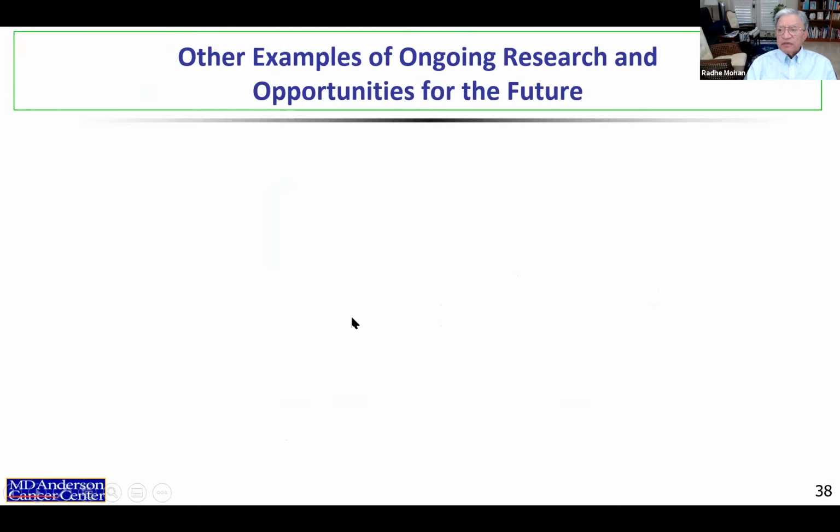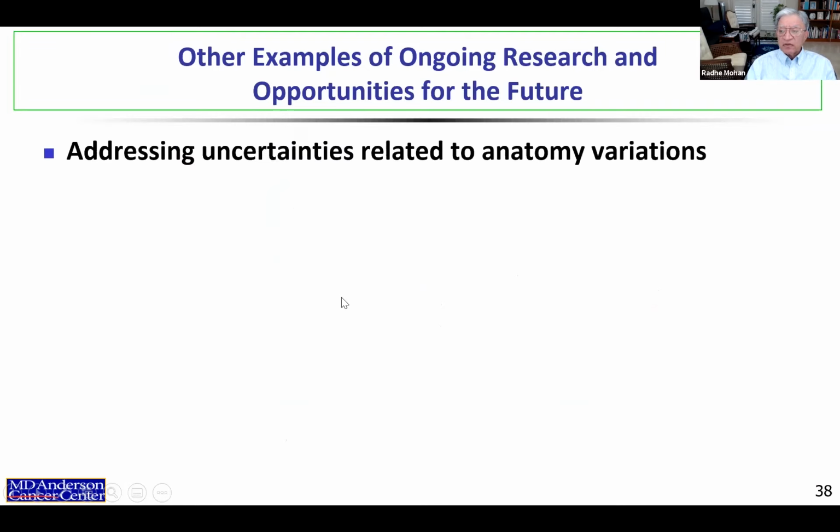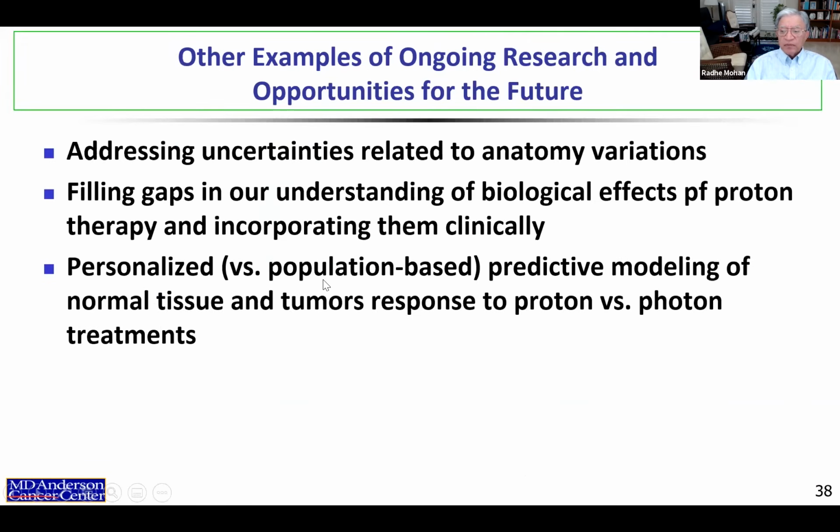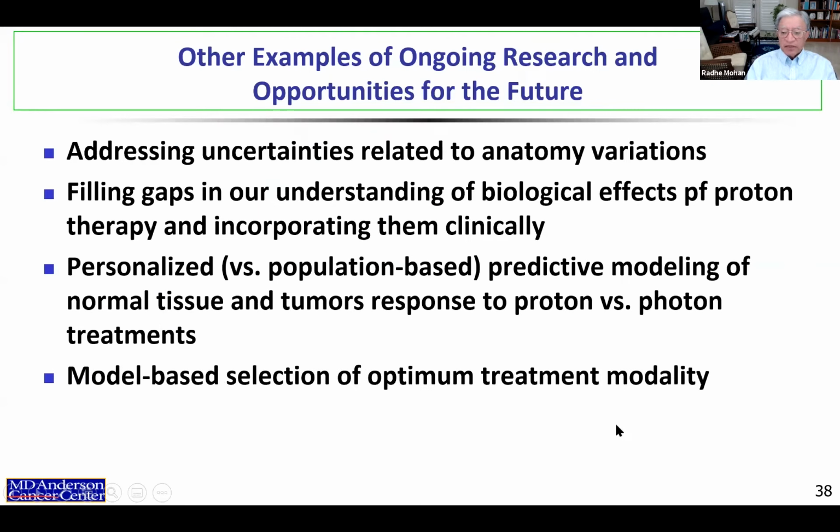So there are other examples of ongoing research and opportunities for the future, addressing uncertainties related to anatomy variation. These are just reiterating what I said: filling gaps in our understanding of biological effects, personalized predictive modeling, and model-based selection. And Brígida went through that. I don't have the time to discuss it in detail, but this is becoming more and more important. But in order for this to be successful, the models need to be more accurate than they currently are. And proton FLASH, João Seco will talk about it at length, I'm sure.